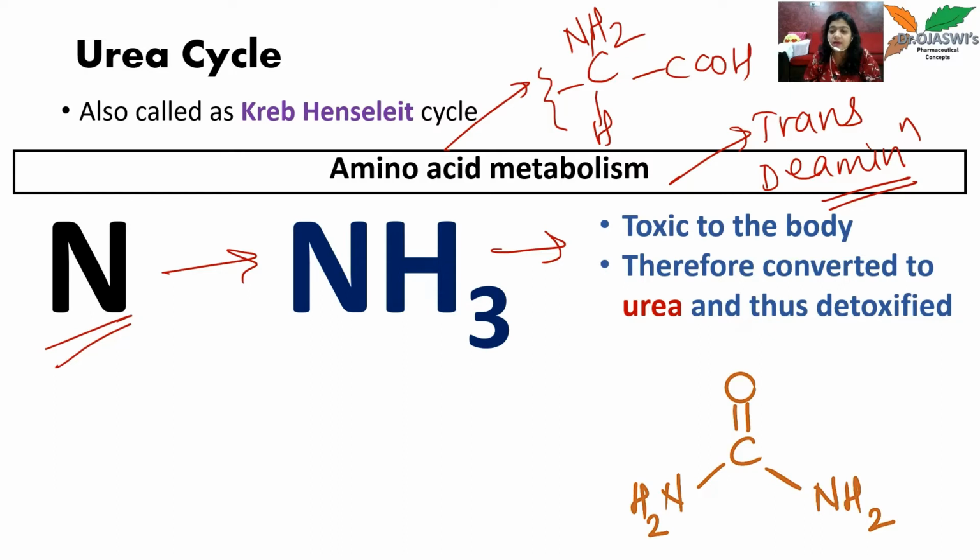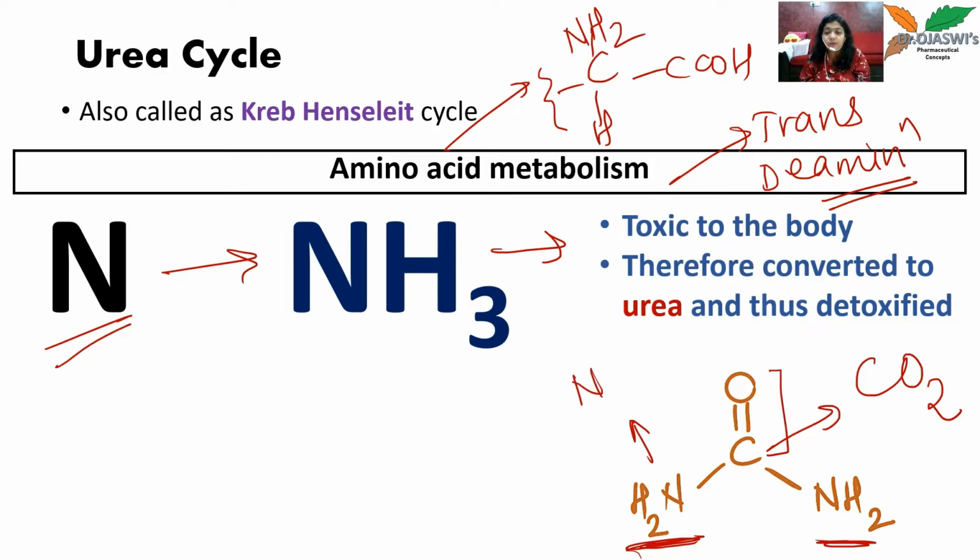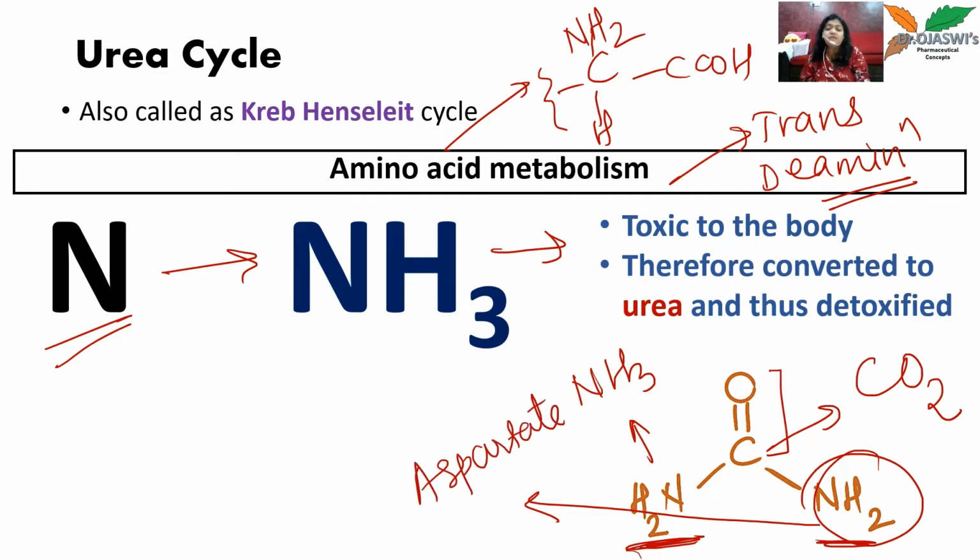This is the structure of urea. If you can see here, this urea has two amino groups and one carbonyl group, right? This carbonyl carbon is supplied by carbon dioxide. One of the amino groups is from ammonia and the other amino group is from aspartate. Okay, we have to quickly remember this, the origin of this carbon and both the amino groups.